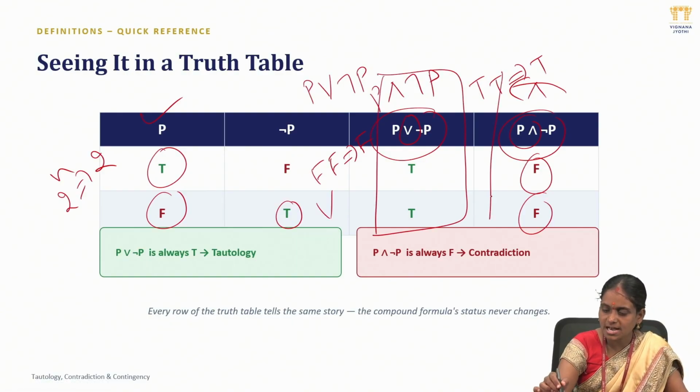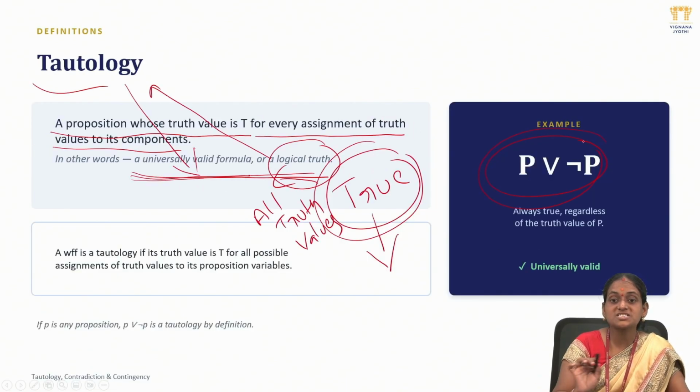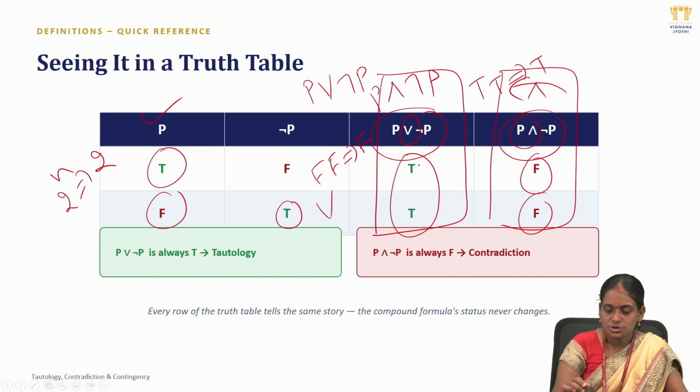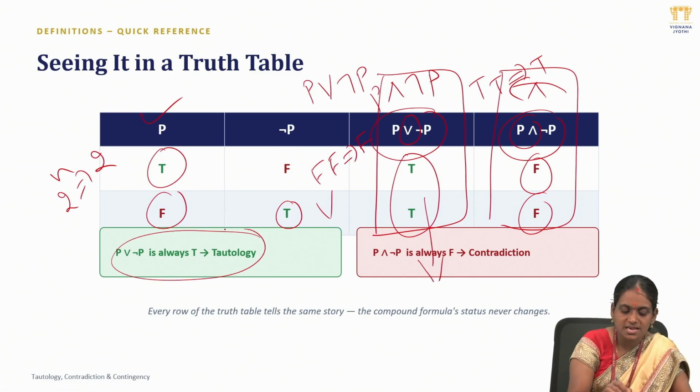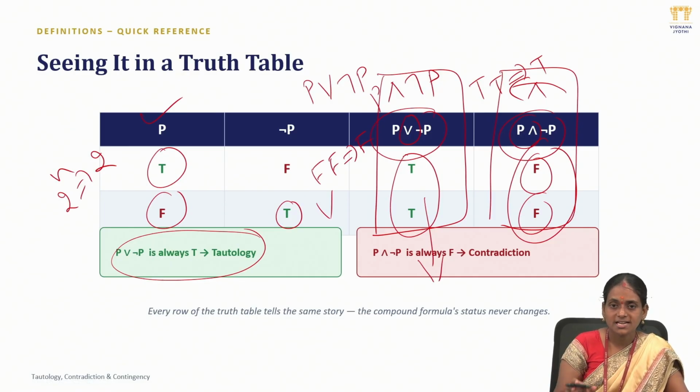What did I say? P or negation P is one column, and P and negation P is one column. Already I said that P or negation P is a tautology. You can check it with the help of the truth table. P or negation P, what is the resultant you are getting? Both truth values are true only. So in this case, we call P or negation P always a tautology. Similarly, for the contradiction, both are false. So like this, if in the resultant column all possible truth values are true, then it is a tautology. If all possible truth values are false, then it is a contradiction.